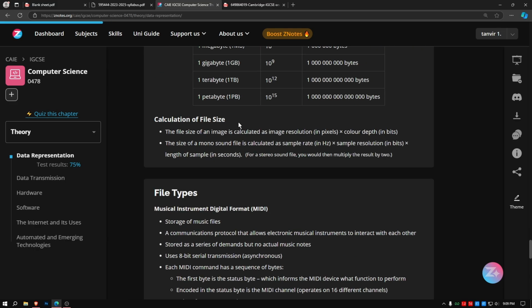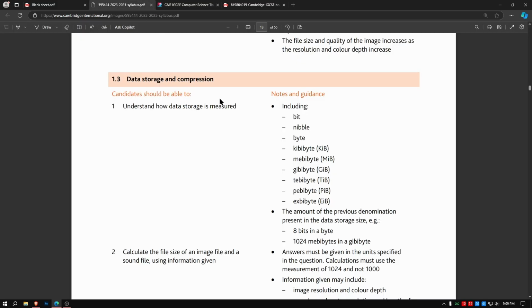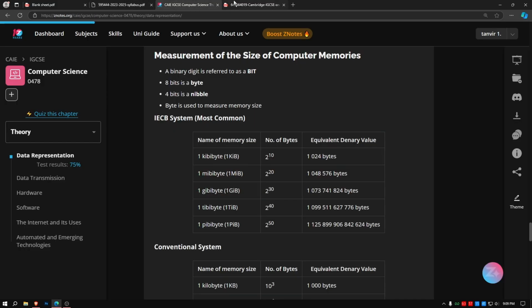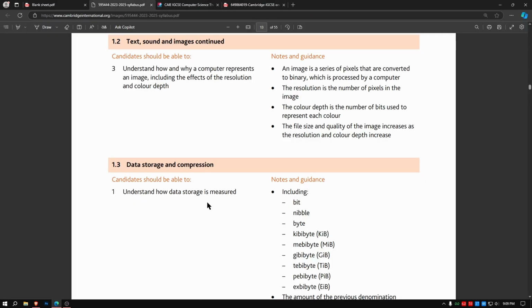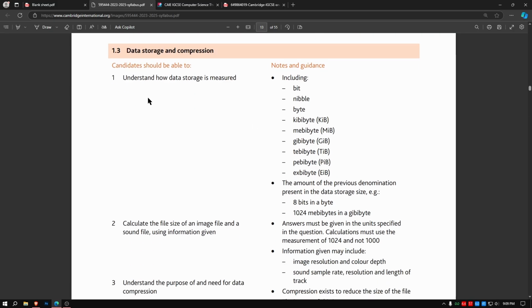So we'll be again going point by point with the notes. The book is for reference, I guess, but we'll mainly be using the notes only. So let's start with point one. Understand how data is measured.